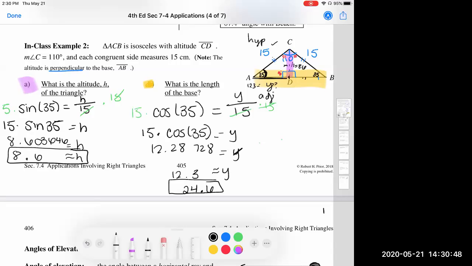It just depends what you catch first. All right, let's move forward.